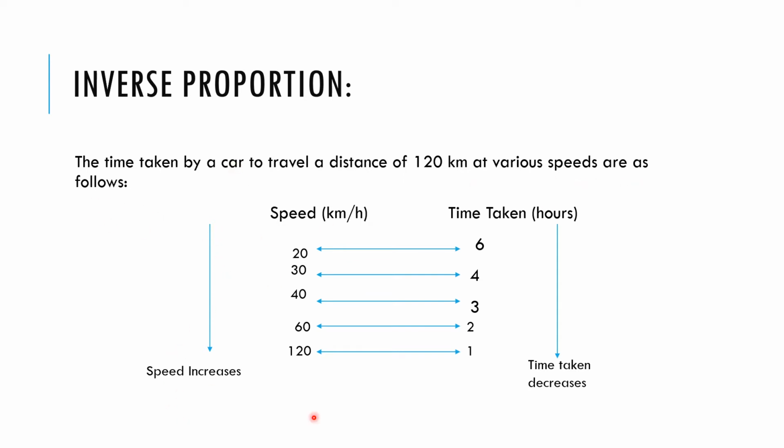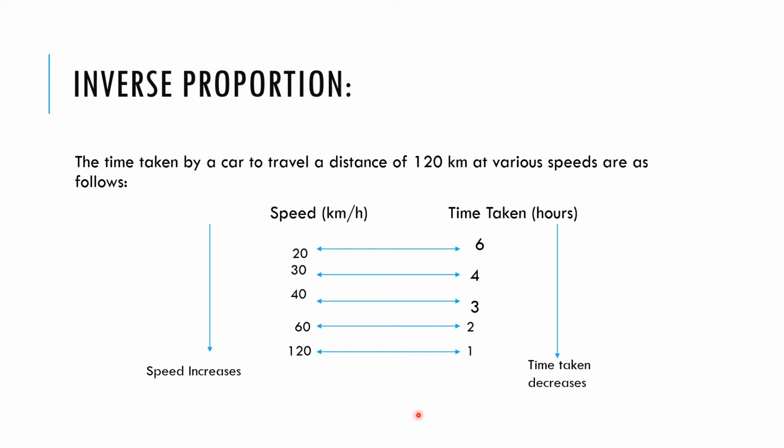As the speed increases, the time taken decreases. Like at 20 km per hour, the time taken is 6 hours. At 30 km per hour, the time taken is 4 hours. At 40 km per hour, the time taken is 3 hours. At 60 km per hour, the time taken is 2 hours. At 120 km per hour, the time taken is 1 hour.